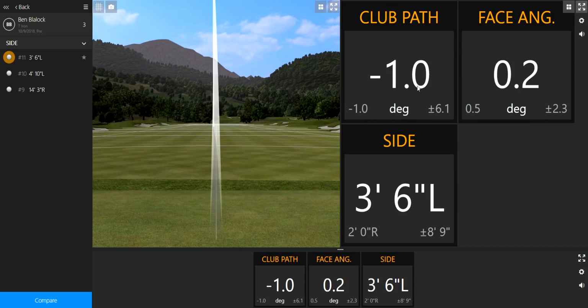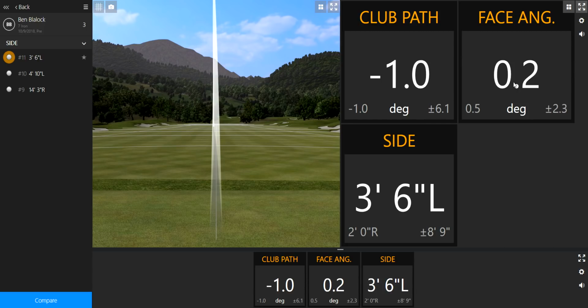We have our club path, negative here indicating that the club was moving slightly to the left of the target as it was swung. We can see our target line is the center line right here, and our club was moving just slightly to the left at the moment the ball separated from the club face.